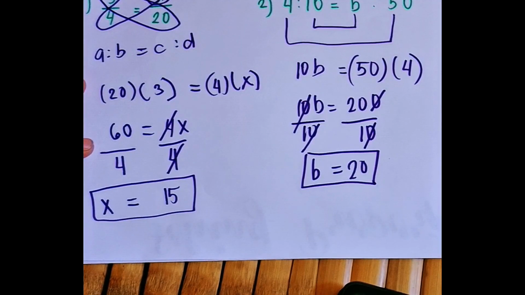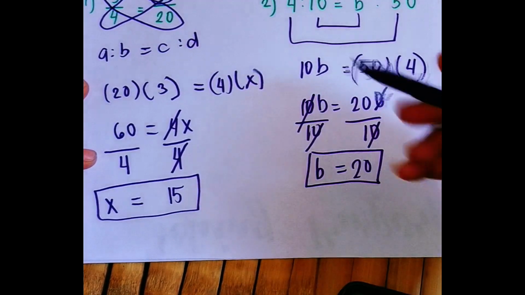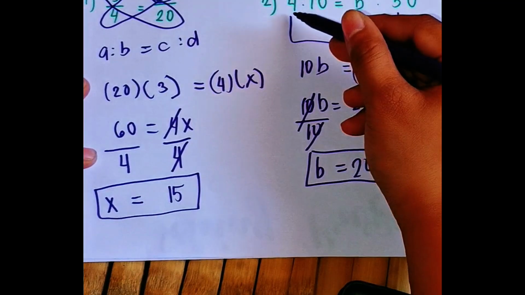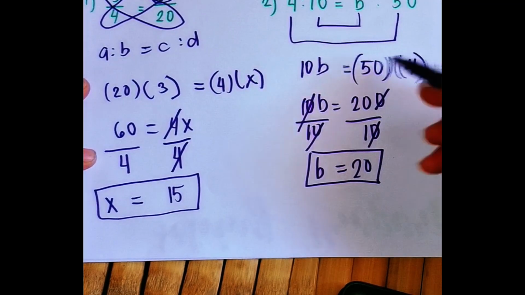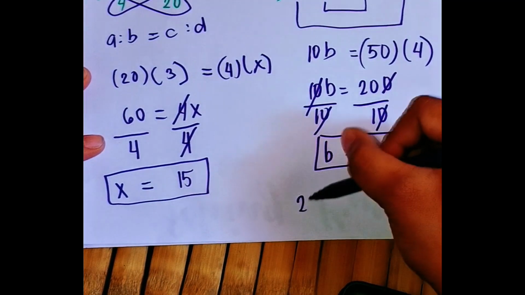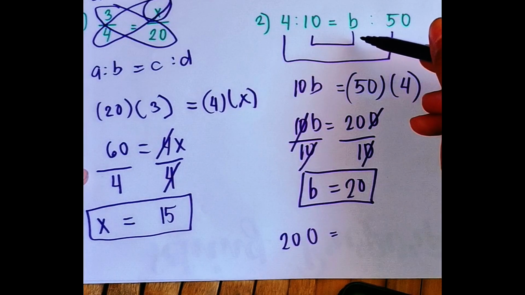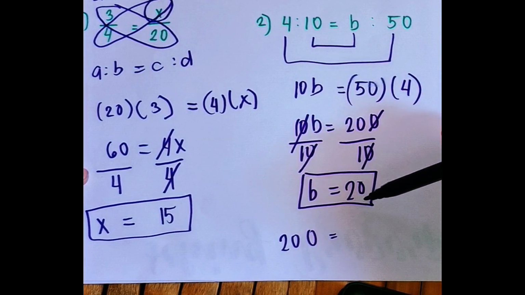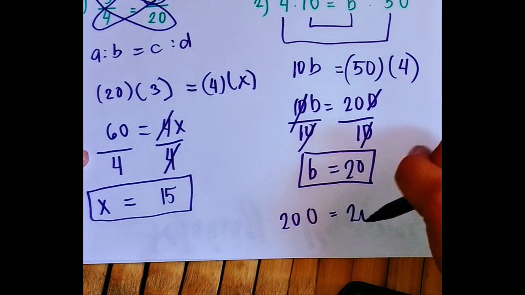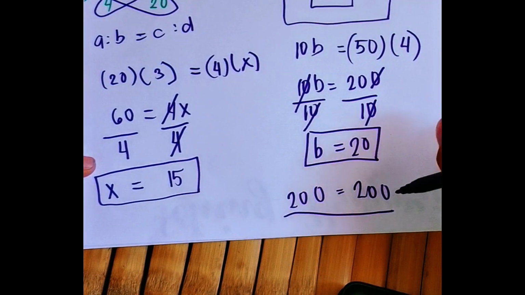Let's check if it is right. So the 50 times 4, our extremes, is 200. While the 10 times b, and our b is equal to 20, so 10 times b is also 200. Meaning to say our answer is right.